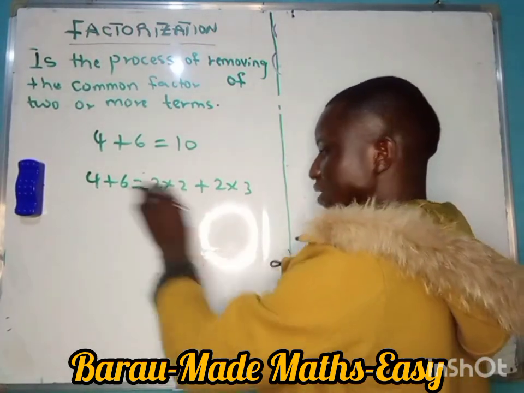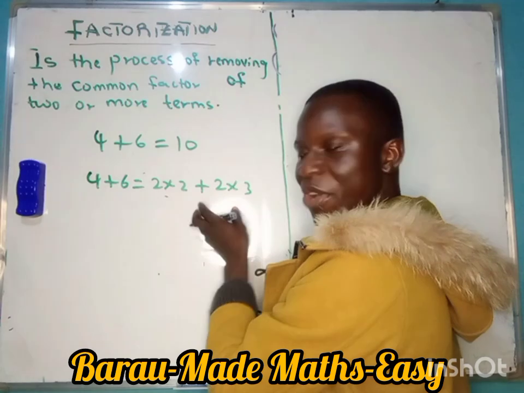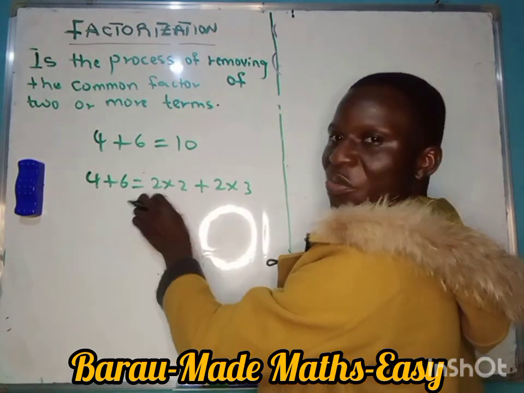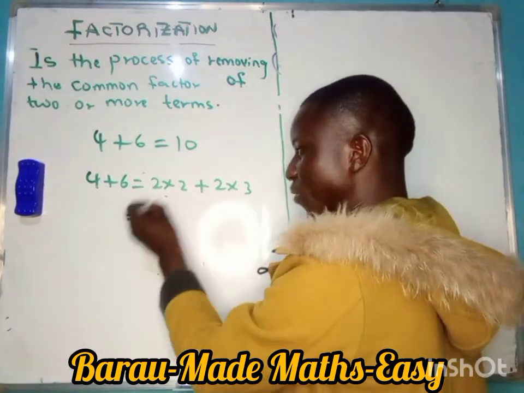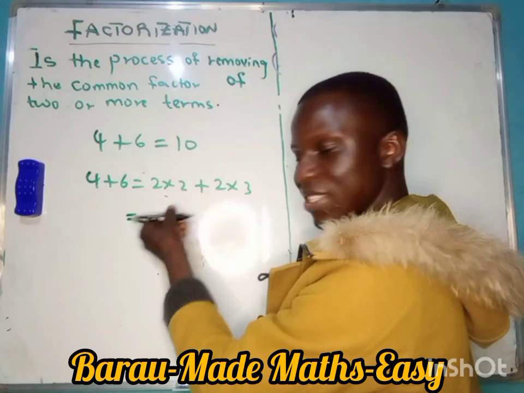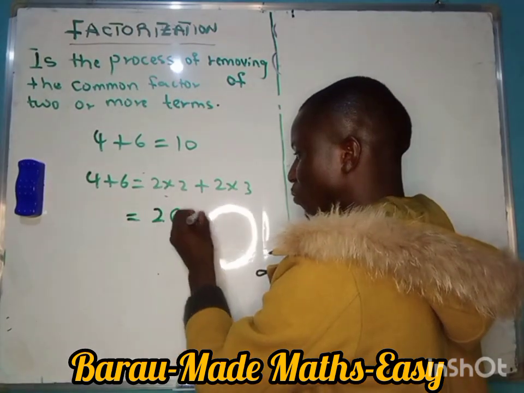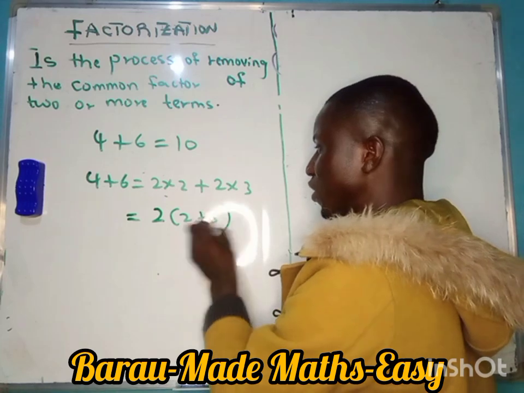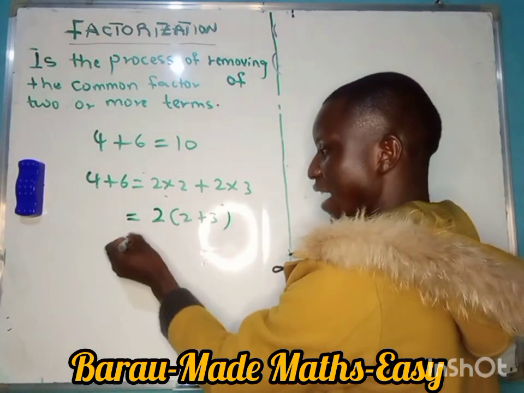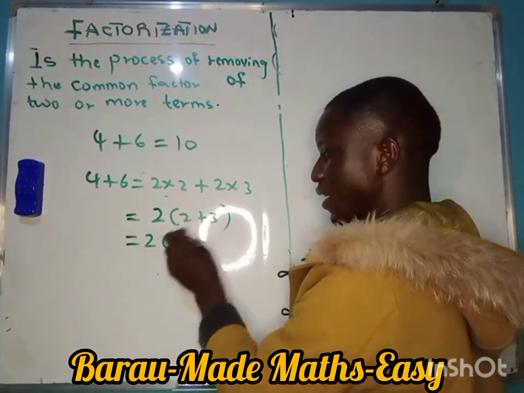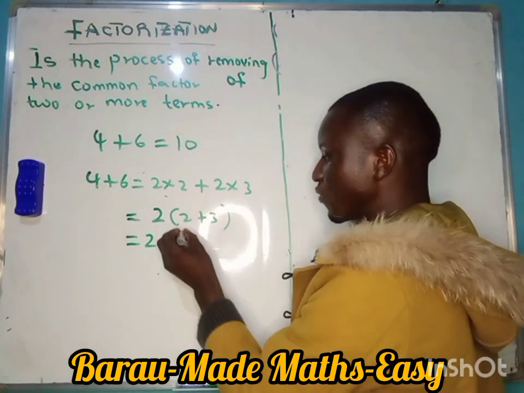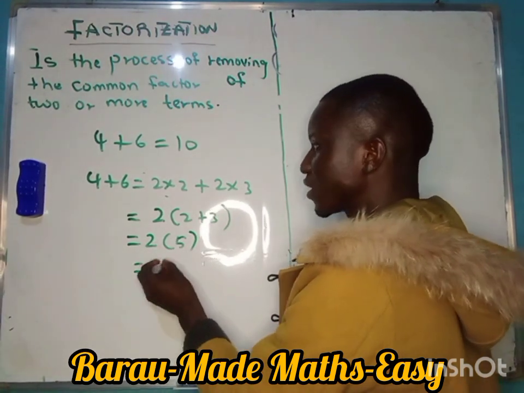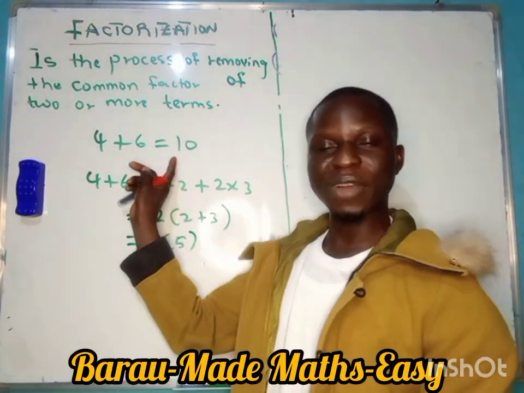By expressing it in this form, we are able to see that 2 is common on both sides. So we can remove that 2 which is common to the two terms to have 2 plus 3, because we strike out the 2's that are common and we are left with 2 and 3. Simplifying this, 2 plus 3 will give us 5. And when 2 is multiplied by 5, we still have 10. It has not affected our answer.